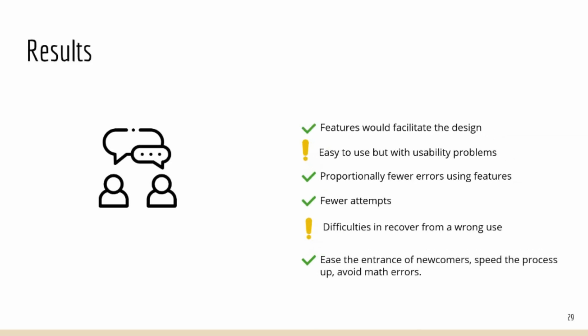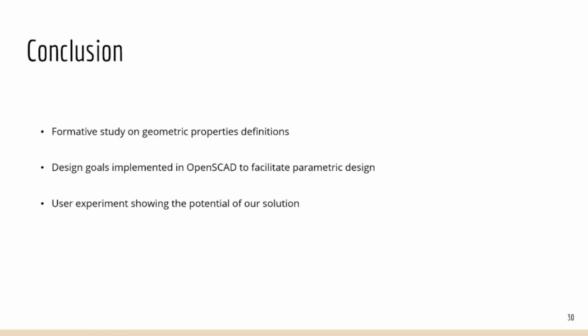In the final discussions, participants expressed that these solutions could facilitate the entry of newcomers, streamline the design process, and help avoid mathematical errors. In brief, we began with a formative study to understand the nature of defining geometric properties in Programming-Based CAD. Based on our findings, we proposed design goals to facilitate parametric design in Programming-Based CAD and implemented them in OpenSCAD. We tested our solution, demonstrating its potential. It is easy to use, can speed up the design process, facilitate the tasks for newcomers, and help users avoid errors in the design process.